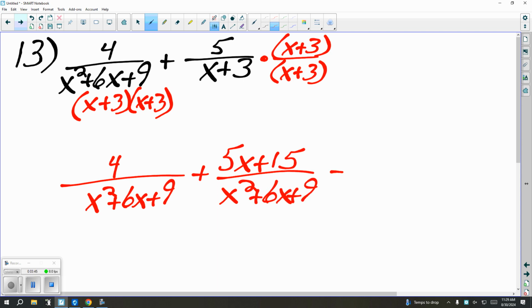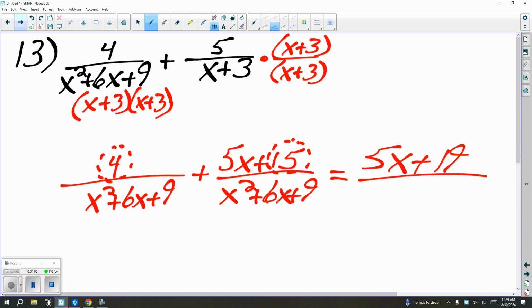Okay, and then I can combine the 4 and the 15. I'm scared to use the highlighter tool, so it's just going to be what? 5x plus 19 over this guy. If you wanted to write that as x plus 3 quantity squared, that would be fine also, yeah?